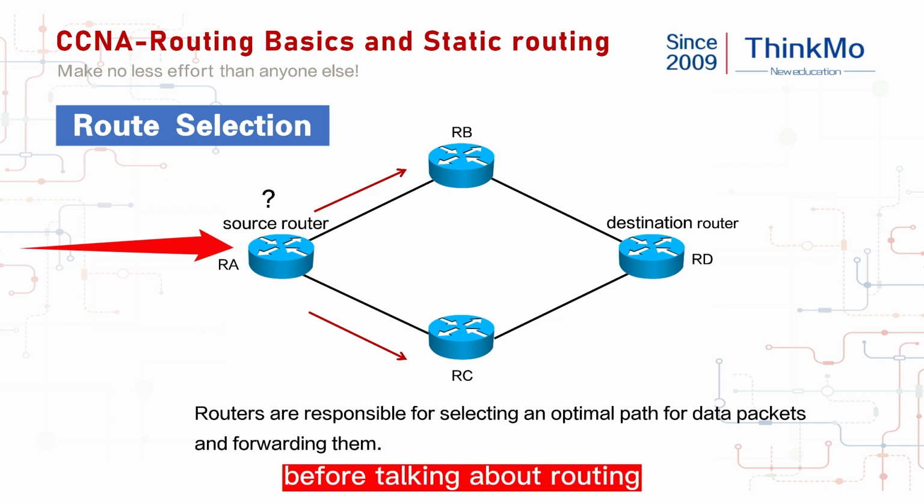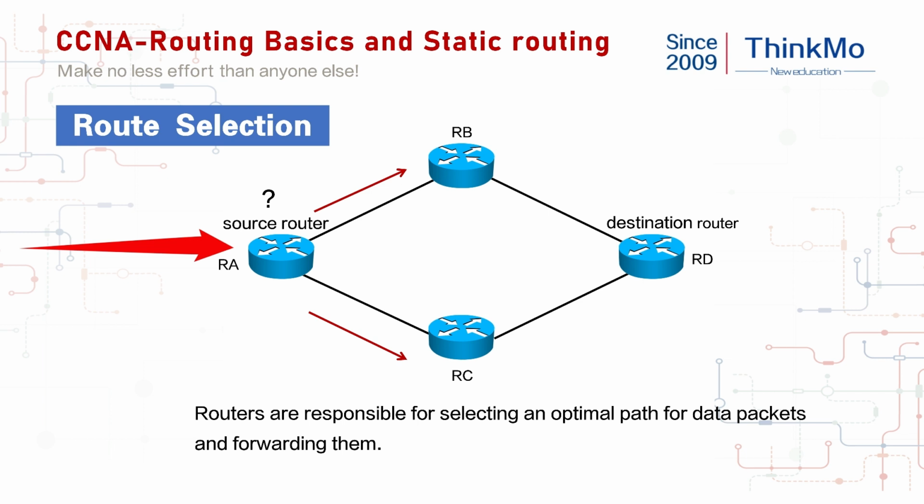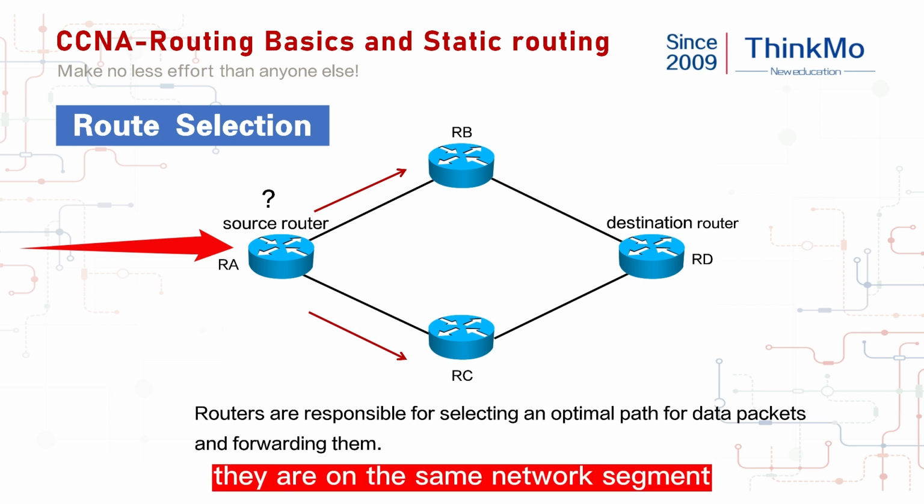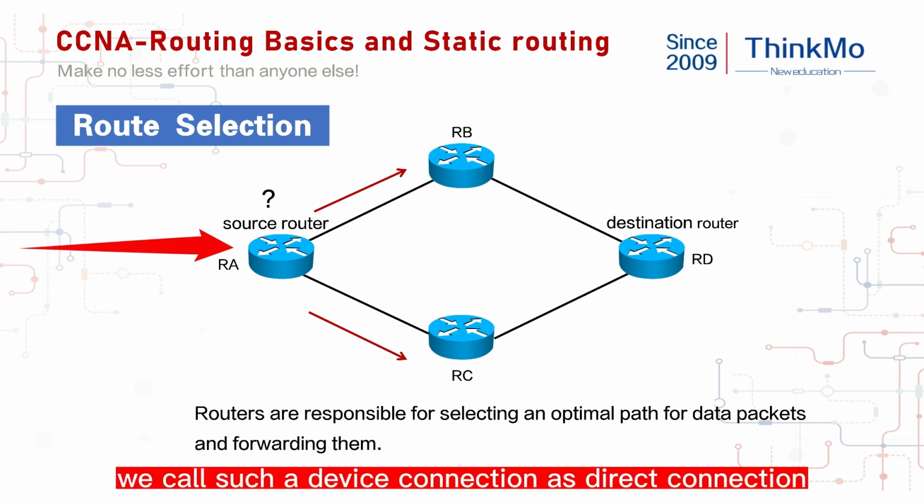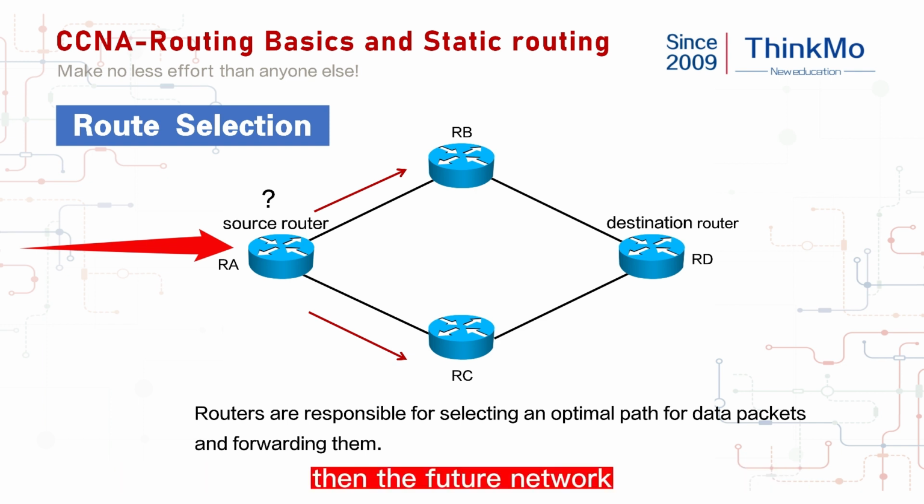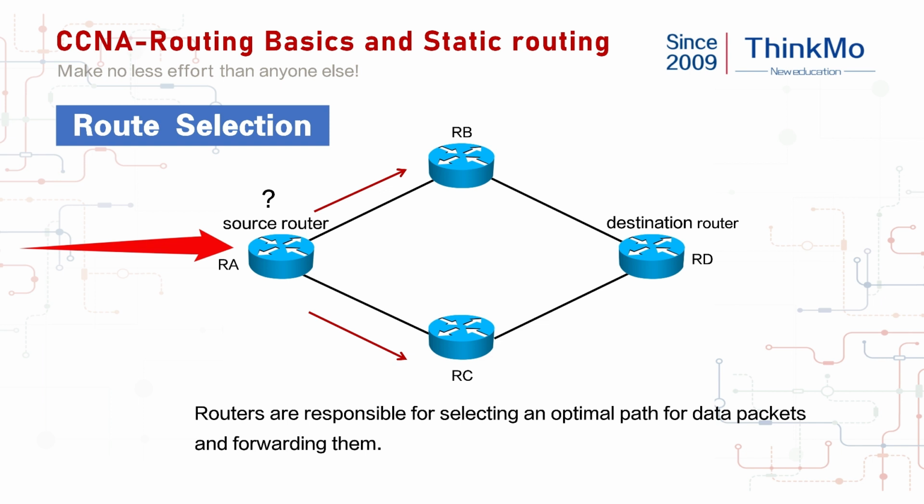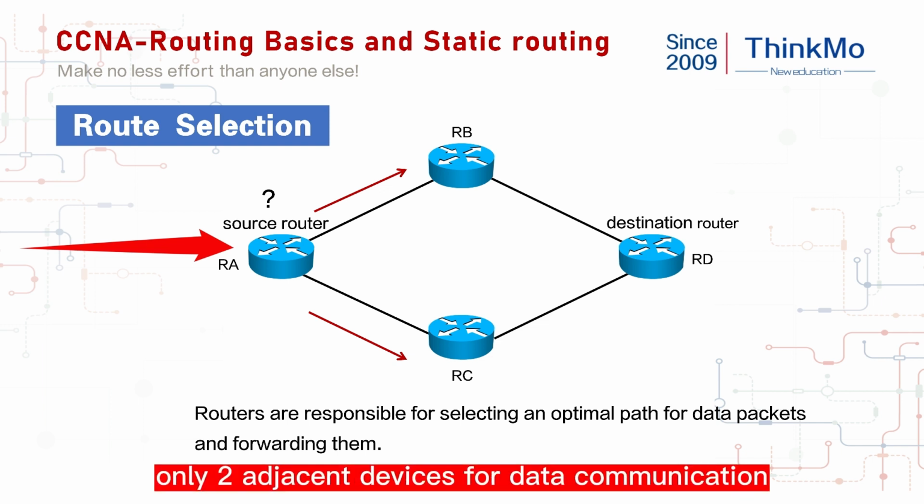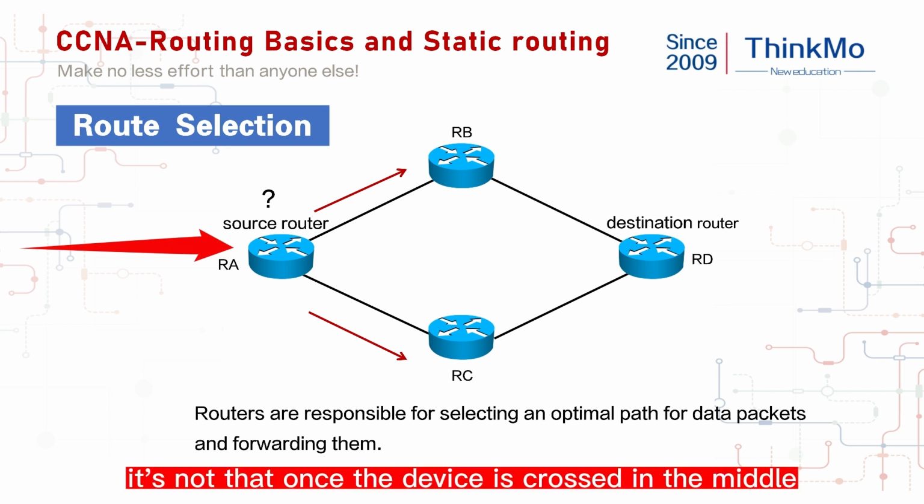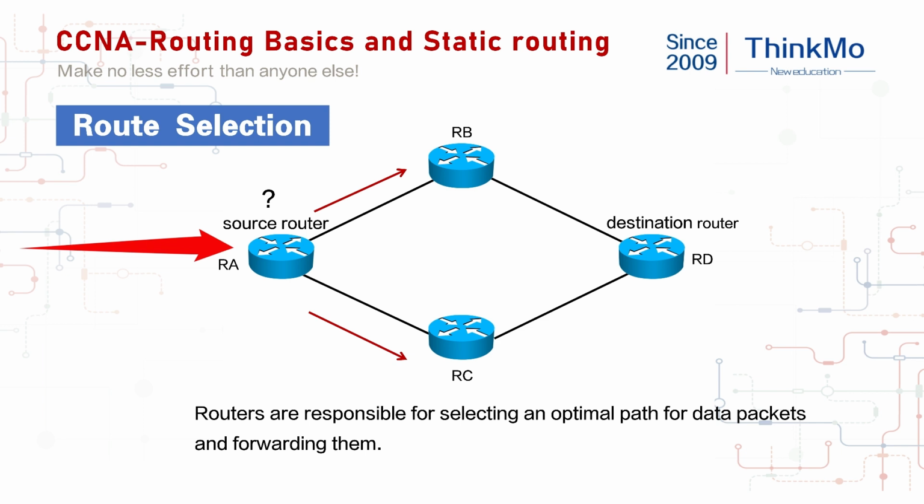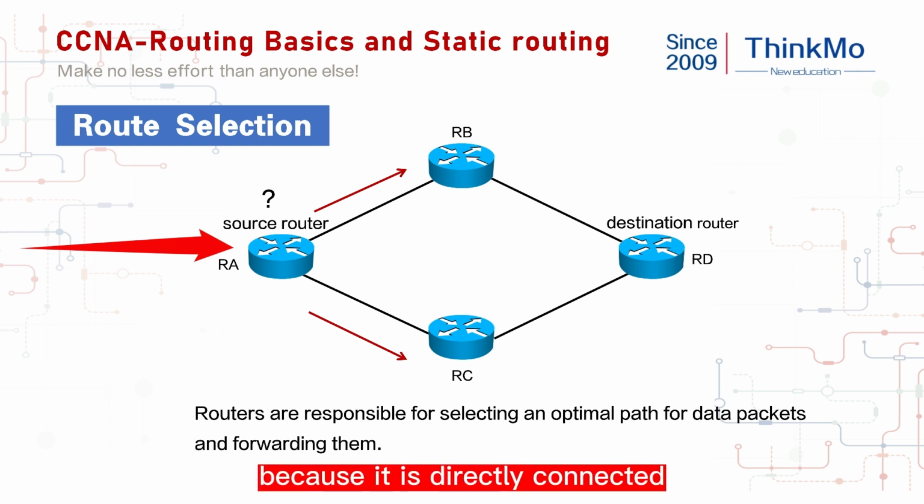Before talking about routing, let's review the simplest data. Two devices on the same network segment. We call such a device connection a direct connection. In the future network, certainly not all devices are directly connected in pairs. In the future, there will not be only two adjacent devices for data communication. If a device is crossed in the middle, it's not a direct connection. The communication between them will rely on the function of routing. Because it is directly connected, they can communicate directly. This is the first concept we covered.